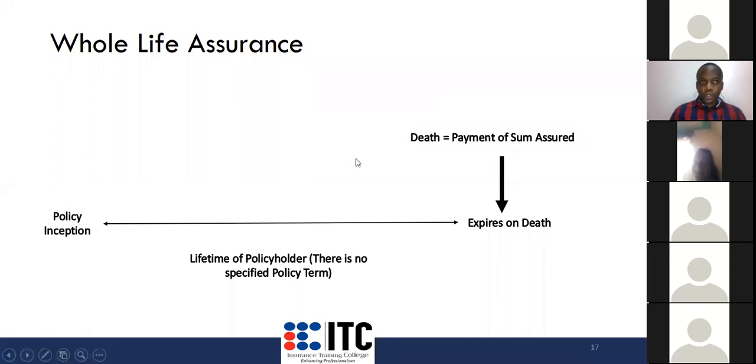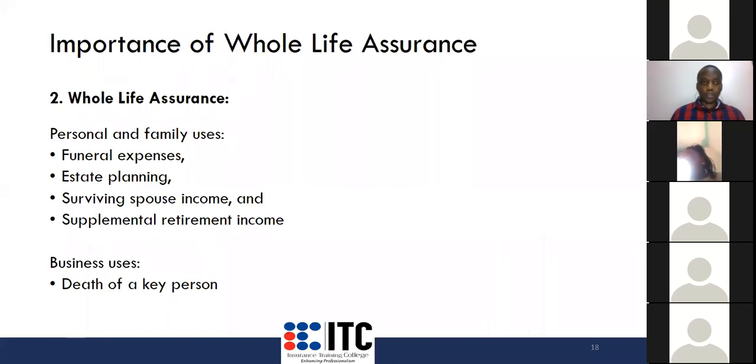So for whole life, payment is assured because it's whenever death occurs. And there's no policy term because it's during the lifetime. I hope that is clear. I'd like to move on.